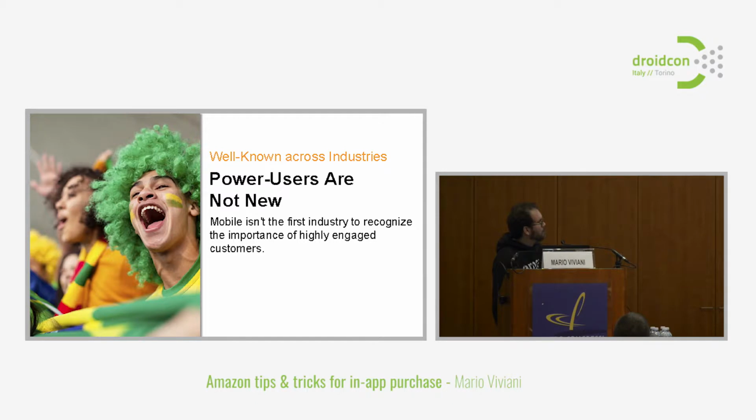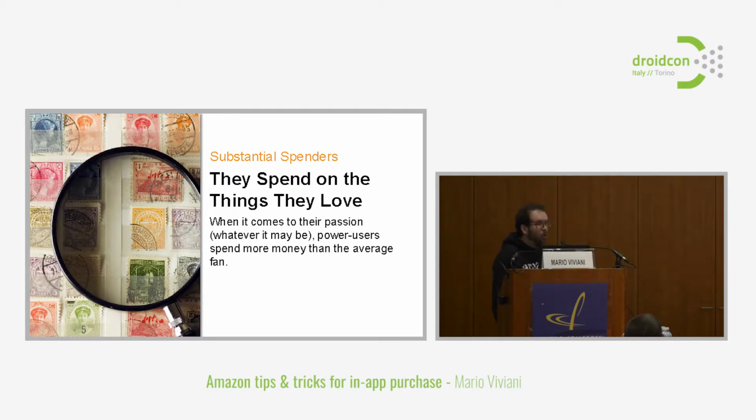So what do they look like, and in particular, how much money are these guys actually spending? And where are they spending this money? The important bit to understand around power users is that these people are spending money on things they love. They spend money where there is an emotional connection to the content.